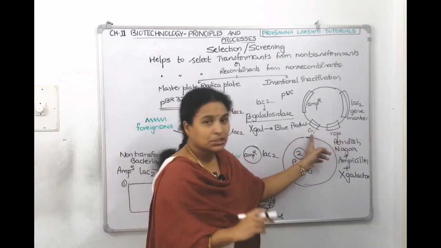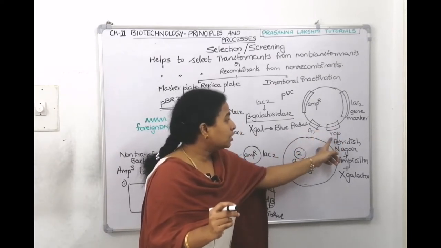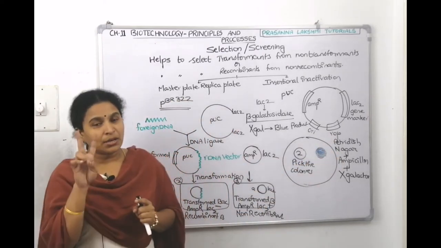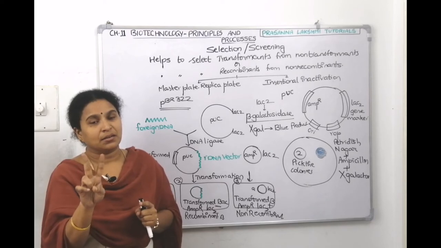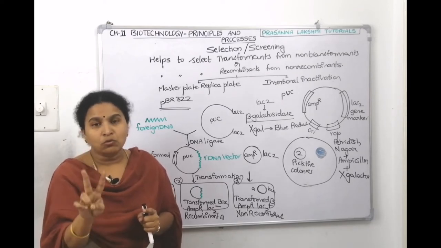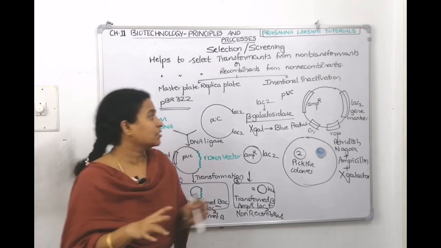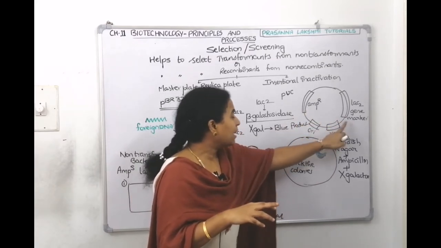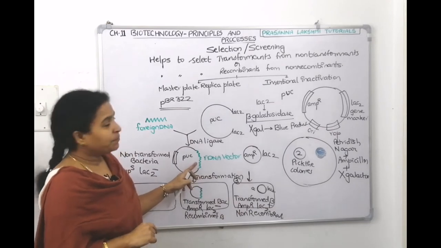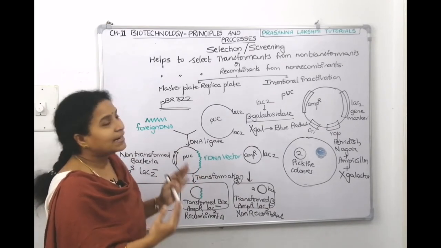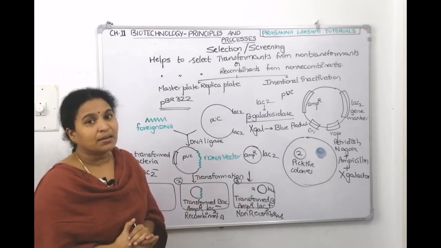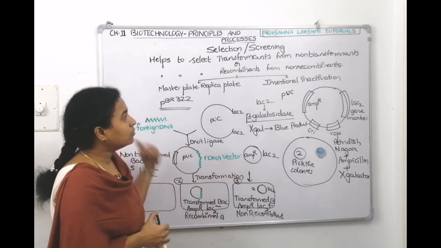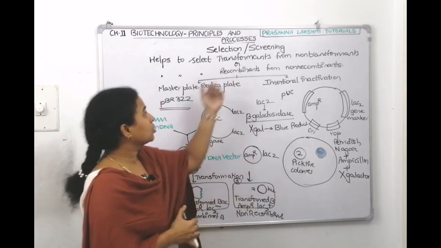It has the ori site, which is required for replication. It has the rop gene, which codes for the enzymes required for replication. A vector should have two antibiotic resistance gene markers. This is one gene marker, this is the other gene marker. At the place of one gene marker, we will insert the desired DNA. The other gene marker helps us in identification. Understood? So this is all about insertional inactivation, selection or screening.